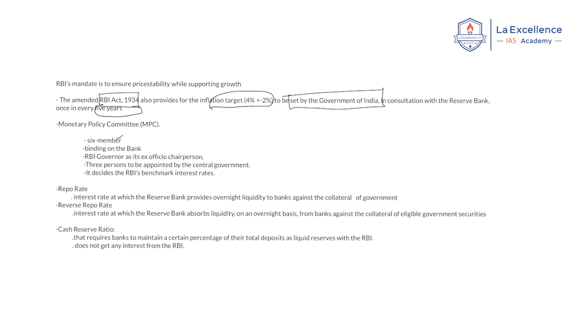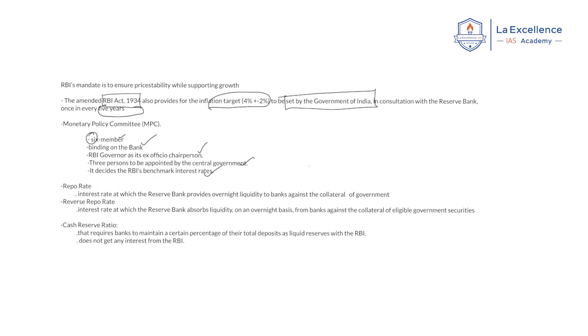Now, the decisions taken by the Monetary Policy Committee are binding on the bank, right? Next, the RBI governor is the ex-officio chairperson. Now, it consists of 6 members, right? Among the 6 members, 3 members are from the banking side and 3 members are appointed by the central government. Now, the chairman is the RBI governor. Now, this decides the RBI's benchmark interest rates. Okay. These are the things you have to remember at least from the examination perspective.